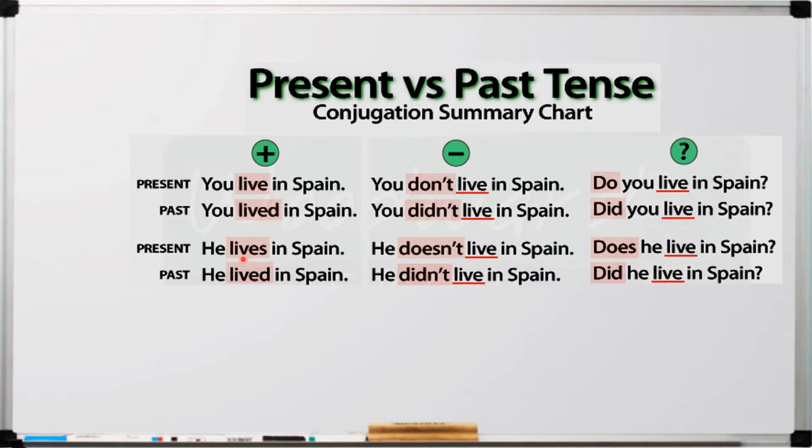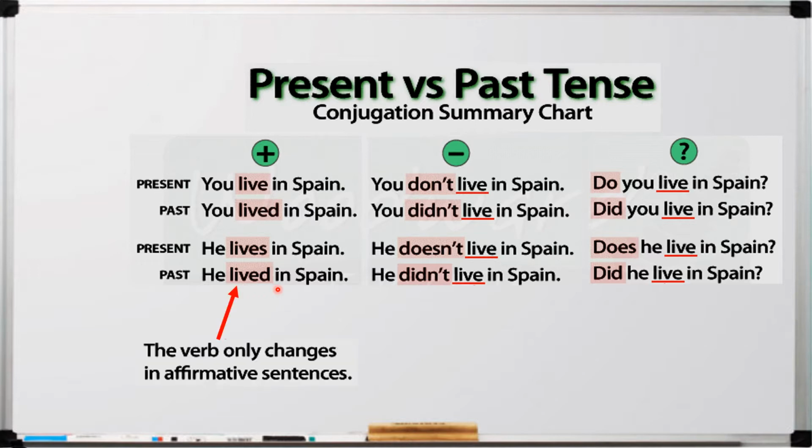You lived in Spain. In present, remember there is a change in the third person singular. The conjugation is he lives in Spain. Notice the past. He lived in Spain. As you can see then, the verb in affirmative changes, and only changes in affirmative. Then the second form is the negative.